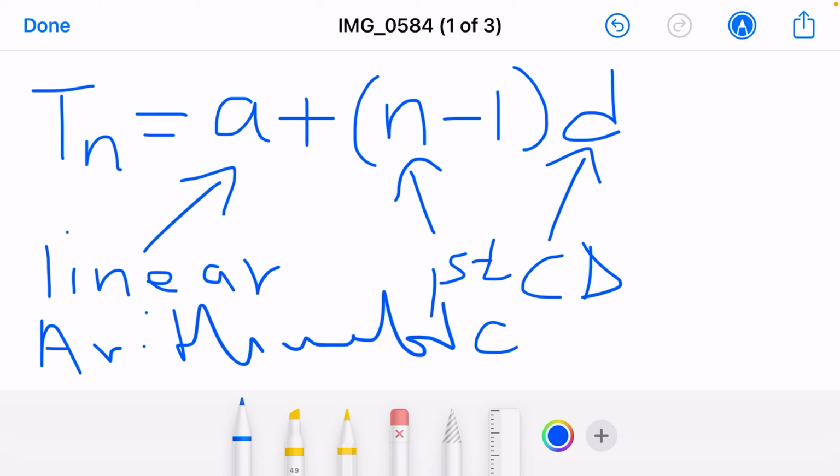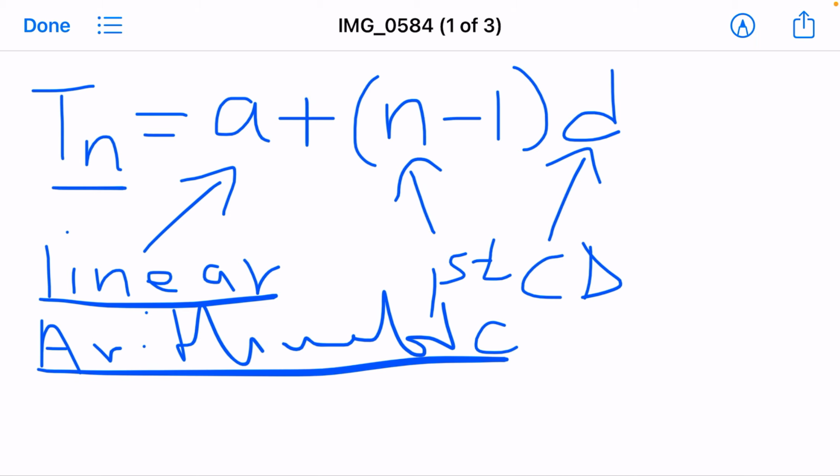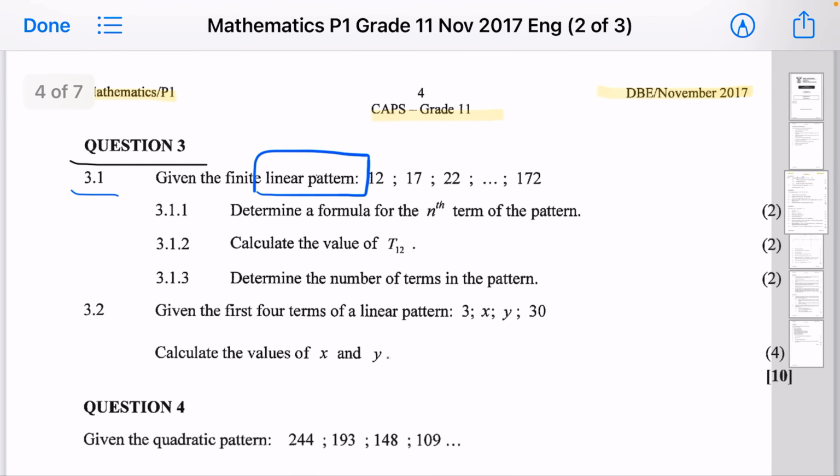It is massively important that you are fully aware of all the characteristics of an arithmetic or linear pattern. Very, very important. Remember, this is the nth term of the pattern or sequence, which is referred to as Tn. Now let's go back to our question.